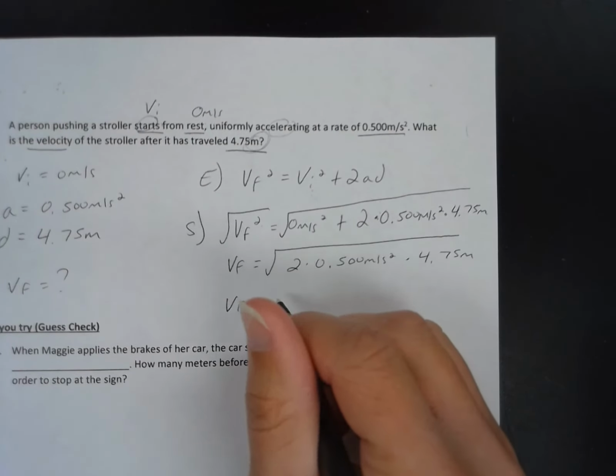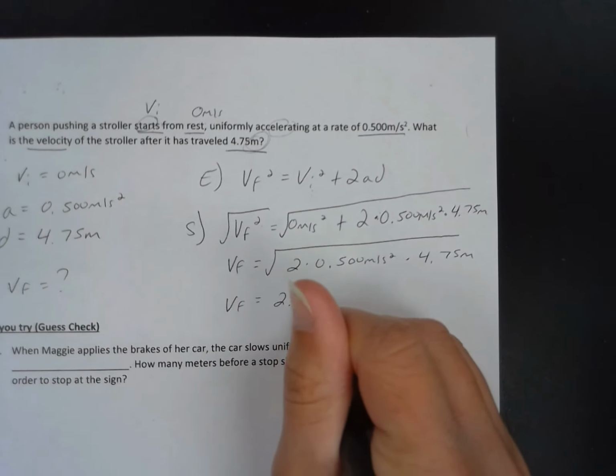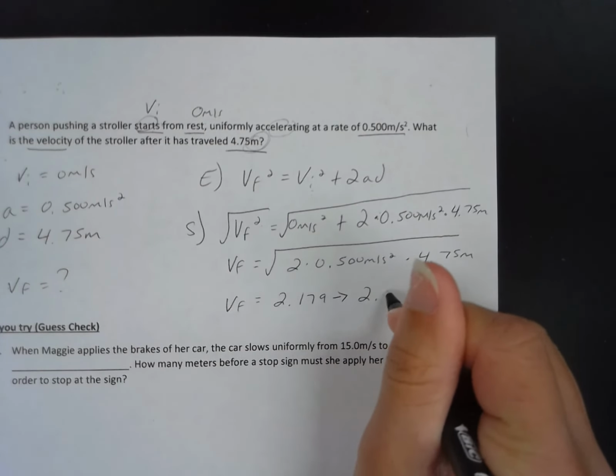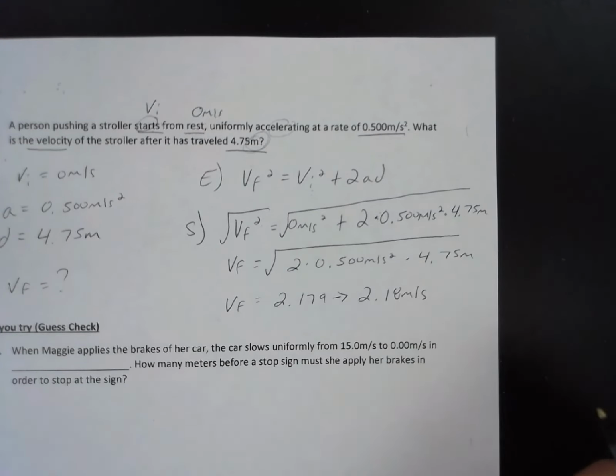And that gives me a final velocity of 2.179, which I can sig fig round up here to 2.18 meters per second. All right, so that's our last practice problem here.